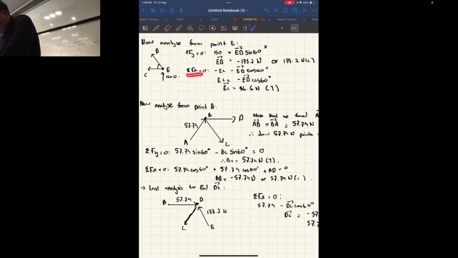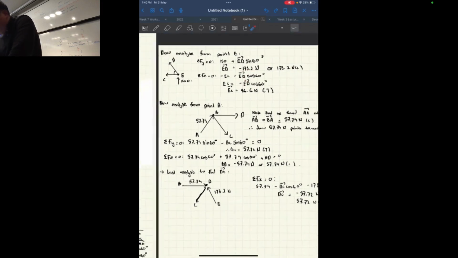So sum of Fx equals 0, so negative EC minus the X component of member ED, so negative ED cos 60. So EC equals negative ED cos 60. We already found ED, so we subbed it in there. So EC equals 86.6 newtons in tension, so pointing away from the joint.